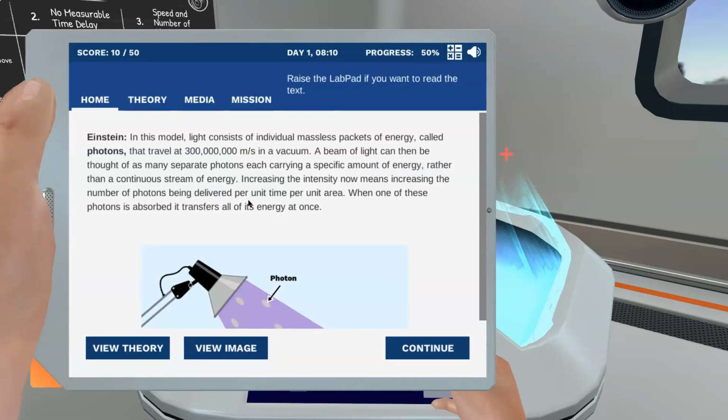In this model, light consists of individual massless packets of energy, called photons, that travel at 300 million meters per second in a vacuum. A beam of light can then be thought of as many separate photons, each carrying a specific amount of energy, rather than a continuous stream of energy. Increasing the intensity now means increasing the number of photons being delivered per unit time per unit area. When one of these photons is absorbed, it transfers all of its energy at once.